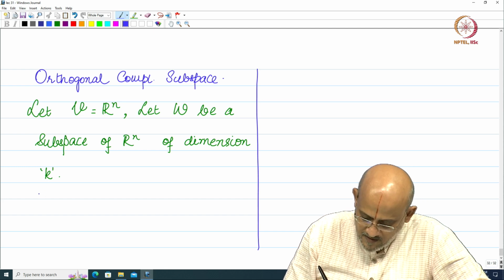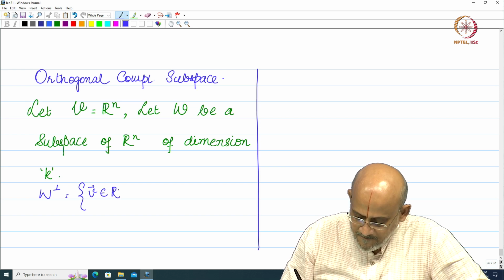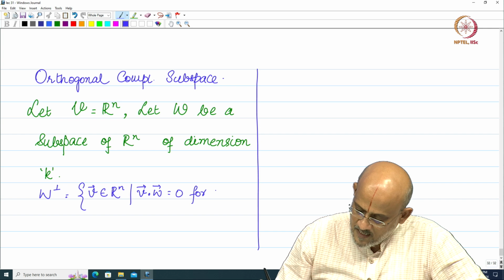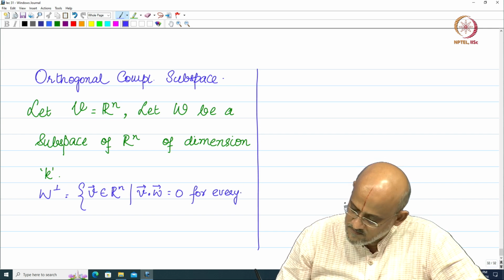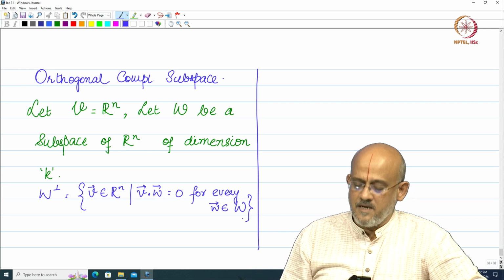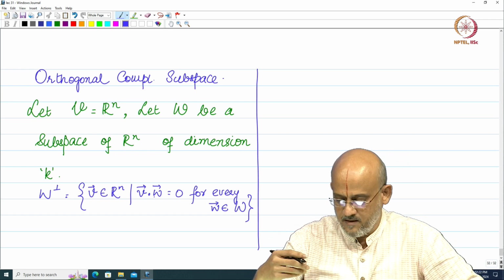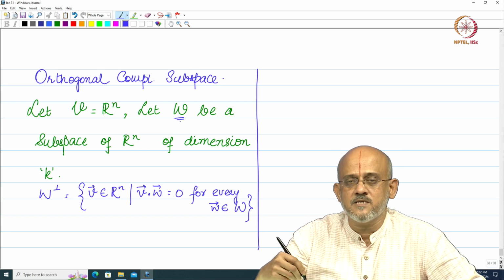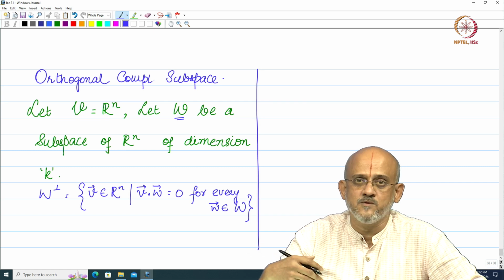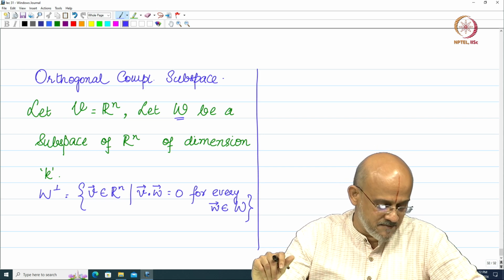So by W perpendicular what we mean is this. The orthogonal complement W perpendicular is the set of all those vectors V in Rn such that V dot W is equal to 0 for every W vector in the subspace W. If we are able to find such vectors V such that the dot product is 0, then you have already found a collection of vectors. We in fact proved in the last lecture that this is a non-empty set closed under vector addition and scalar multiplication, and that is going to be your orthogonal complement subspace.